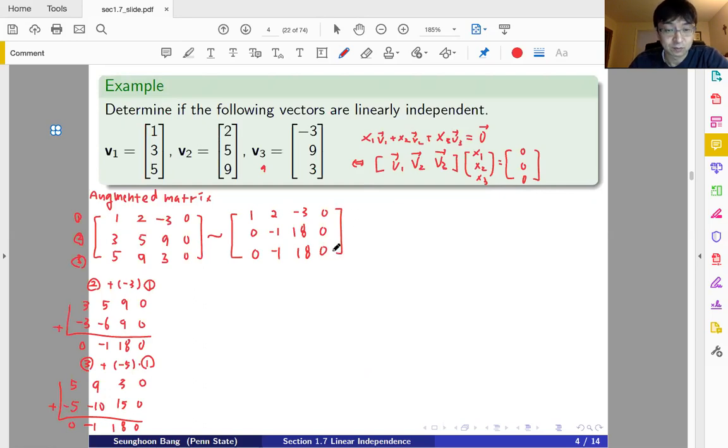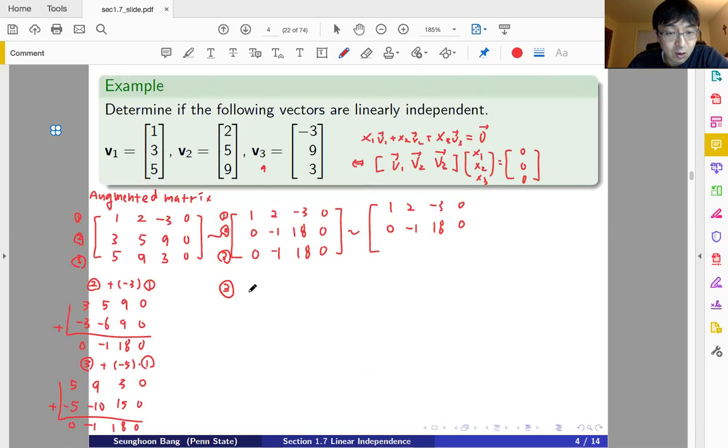The next step. You can change it to a simpler form, like echelon form, to eliminate this minus 1 to 0. How can you do that? You have to keep the first and the second row, 1, 2, negative 3, 0, and 0, minus 1, 18, 0. So how can we eliminate this minus 1 from the third row? This is the first row, the second row, and the third row.